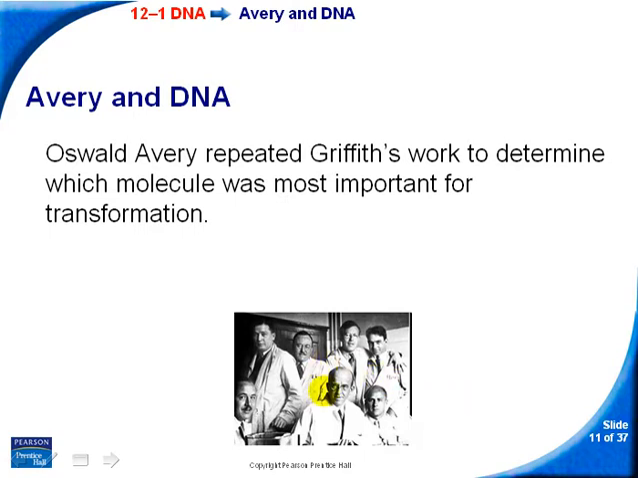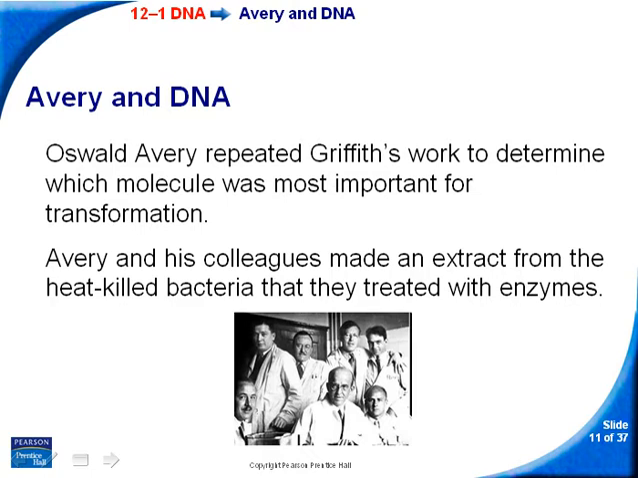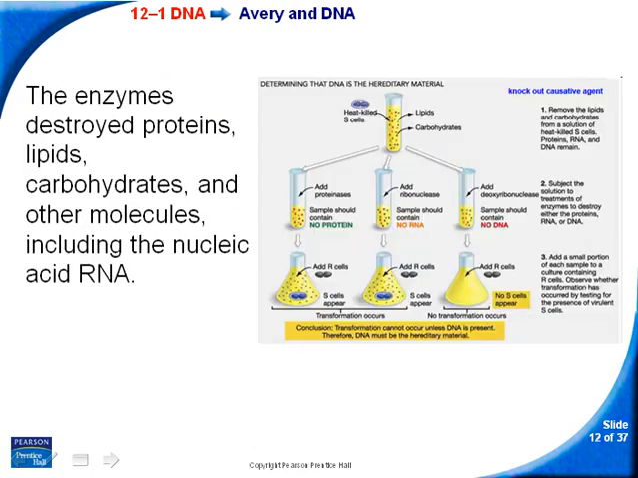Now, gentleman Oswald Avery, there he is right there, and this is his team. They repeated his work to determine which molecule was most important for this transformation. So they took the heat-killed bacteria and treated it with enzymes. And the enzymes destroyed all kinds of different parts of the cell, including the proteins, lipids, carbohydrates, and nucleic acid RNA. The one thing you'll notice that wasn't included in that is DNA. So what he found was when he destroyed all those things except for the DNA, transformation still occurred.